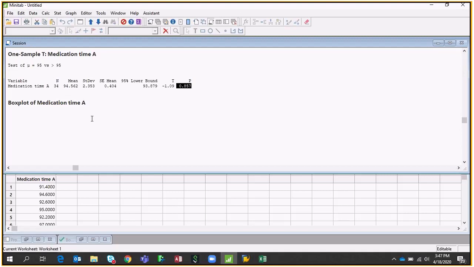So by looking at this entire information, or entire statistics, I would say the average of my data is not greater than 95.